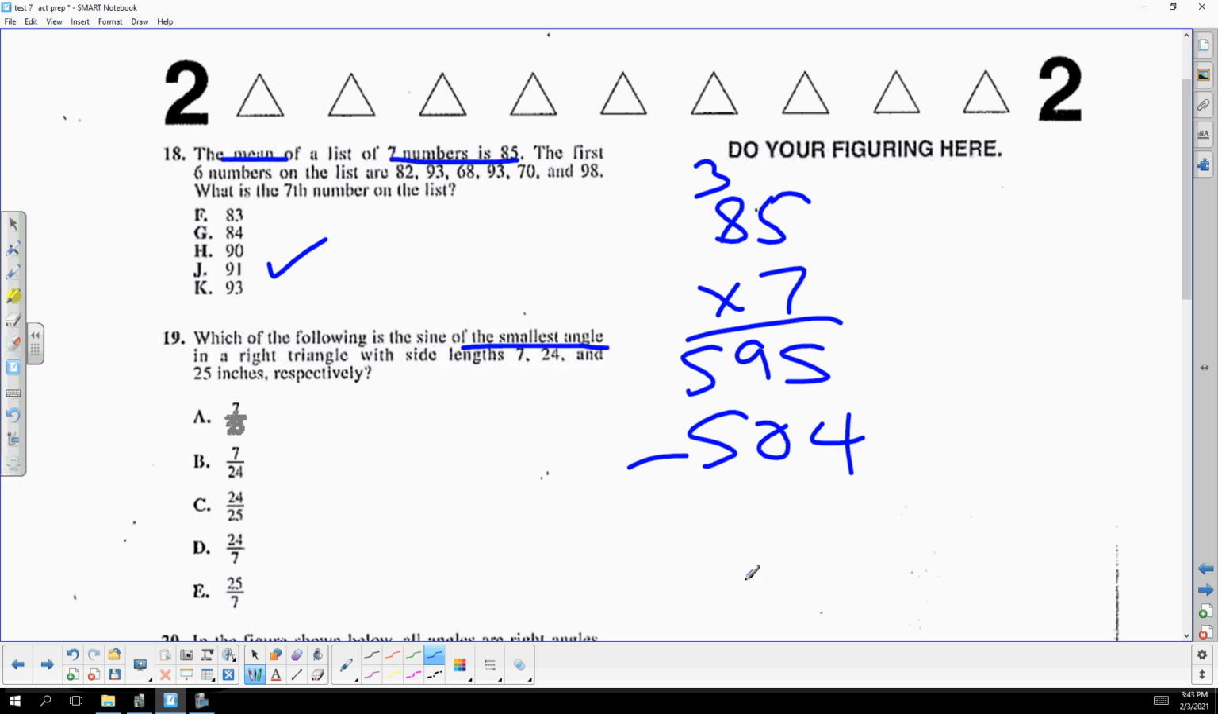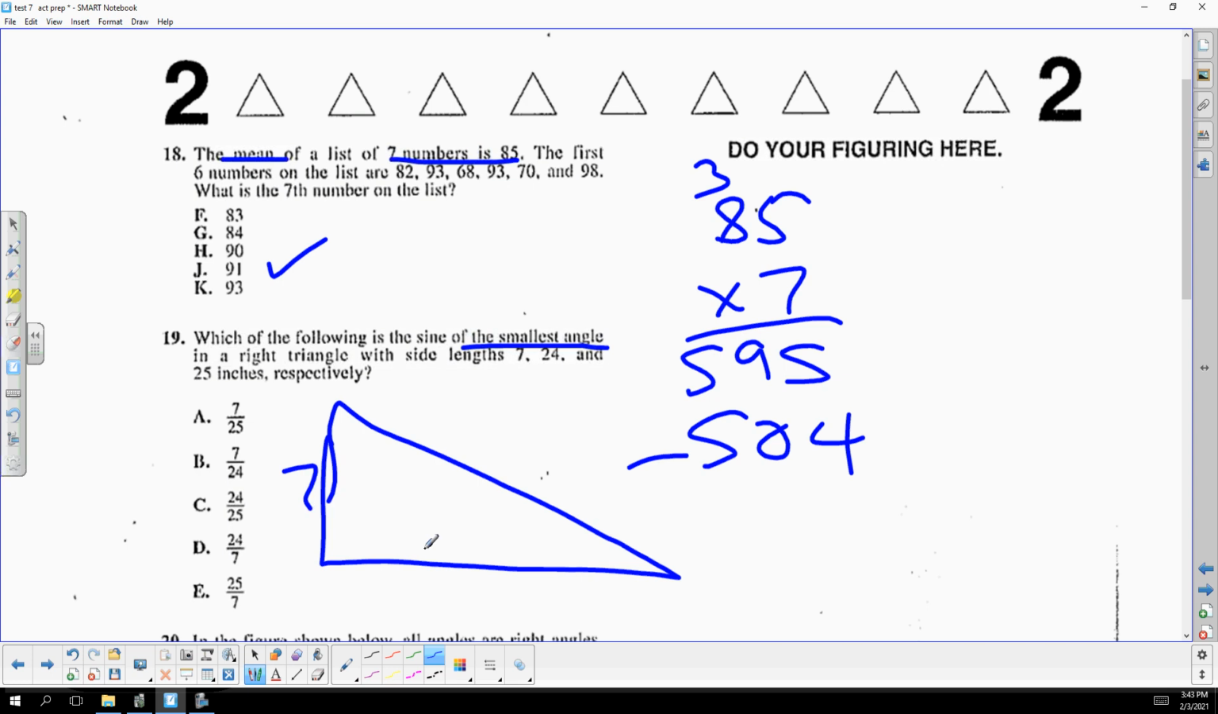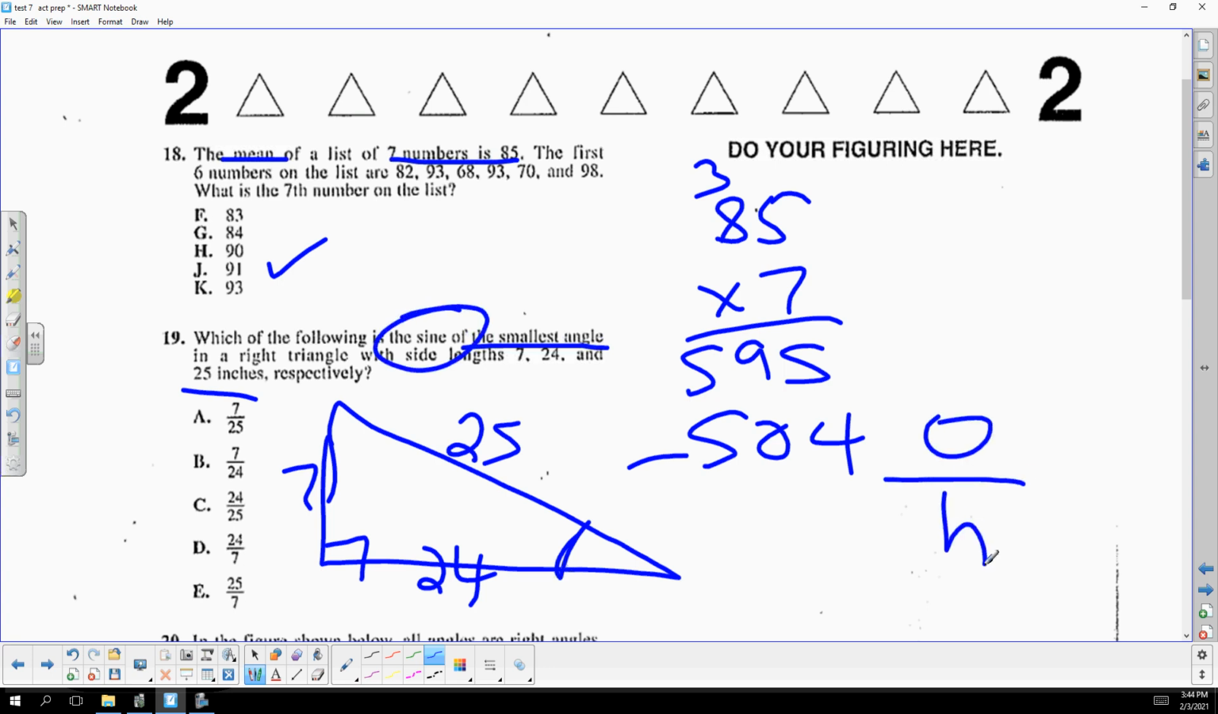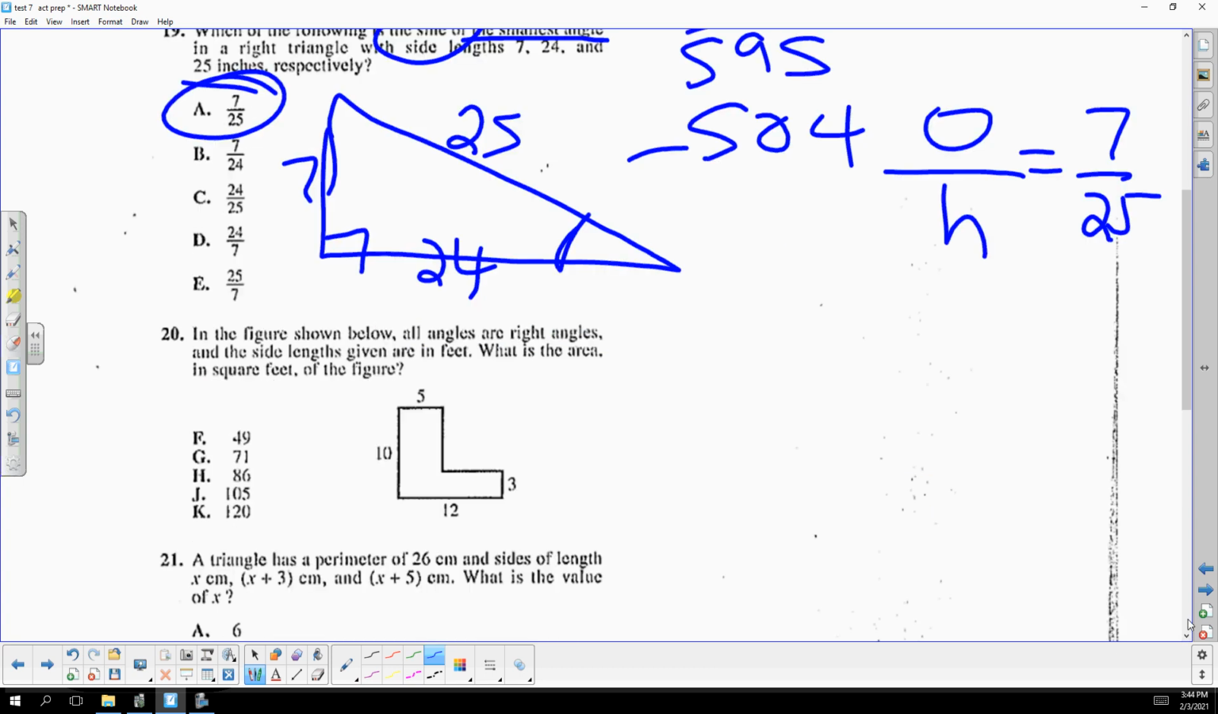Smallest angle is opposite the smallest side. Here we go again. The largest side's got to be the hypotenuse. So which is the smallest angle? The one over here. It's opposite the 7. And they want to know the sine. Chief Sokotoa says sine is the opposite over the hypotenuse. Choice A, 7 over 25.